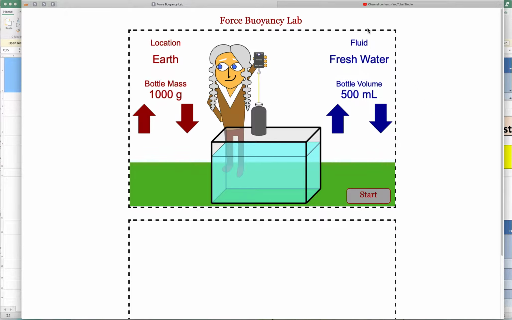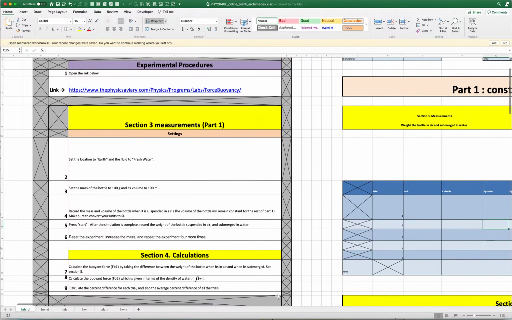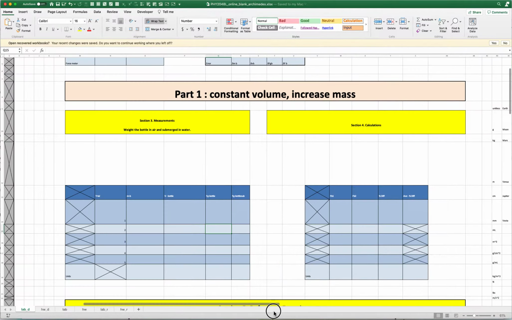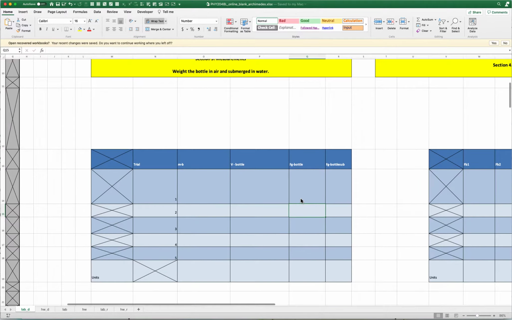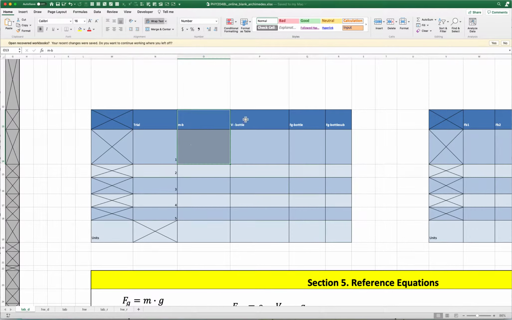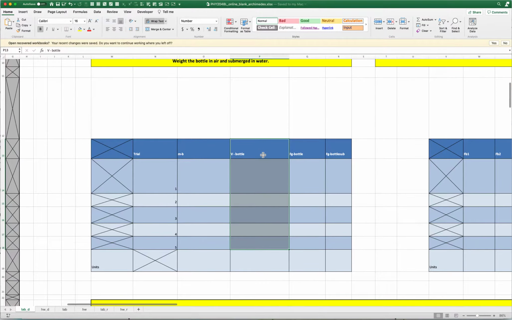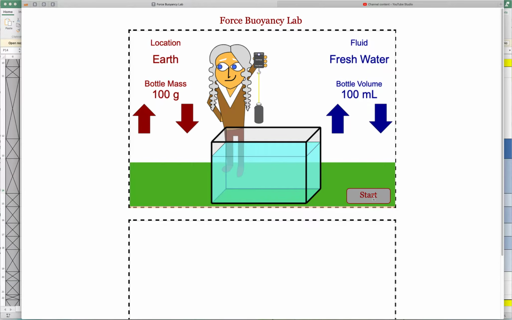So for part 1, when you load the computer simulation, you're going to set the mass to 100 grams and the volume to 100 milliliters. And then you're going to record those values over here in a table for section 3. So you're going to record the initial mass of the bottle and the initial volume of the bottle. And for part 1, the volume of the bottle is going to remain constant. Once you've set the initial mass and volume, you're going to start the experiment.